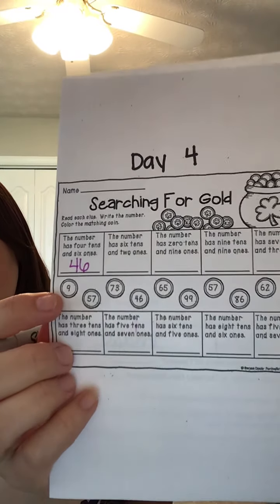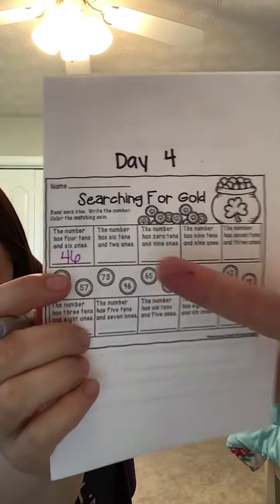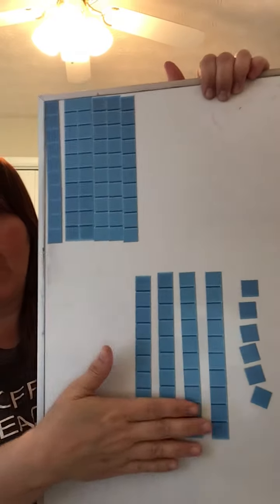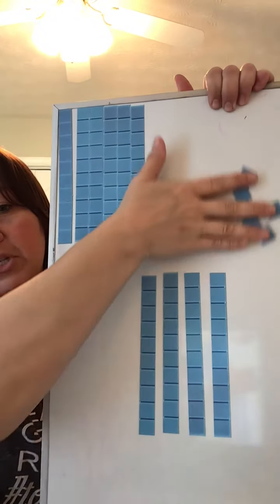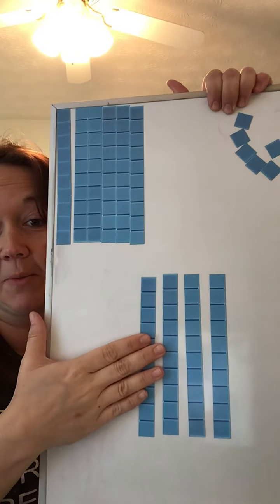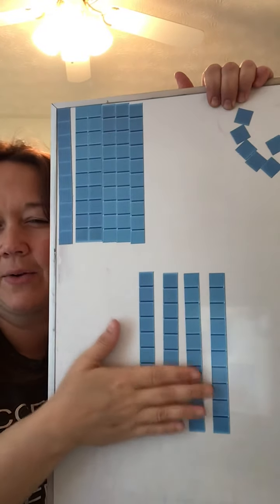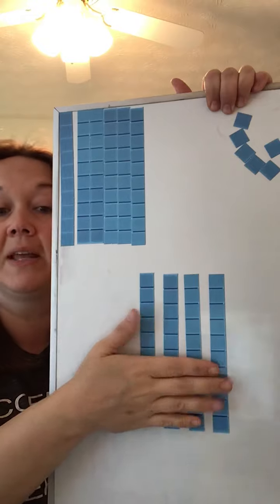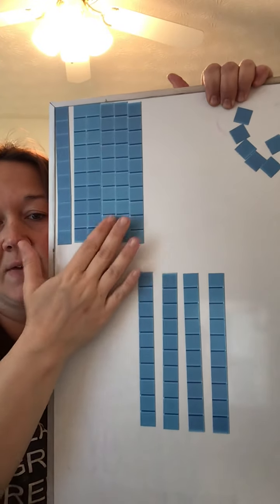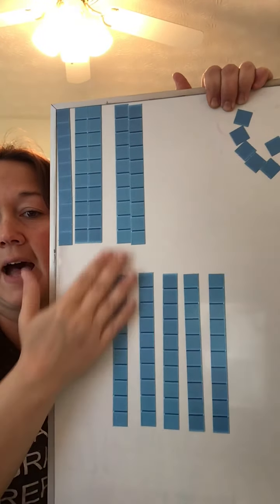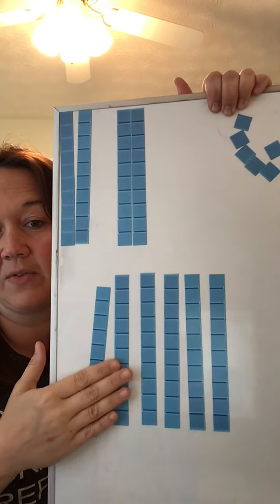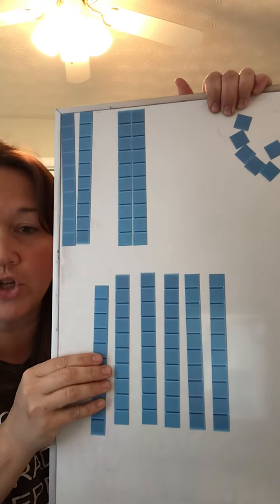Okay, now let's look at the second one. The number has 6 tens and 2 ones. Okay, so if we have 6 tens, let's go back to our board. We already had 4 here. I'm going to push these up. We've already got 4 here, but on this number it has 6. So I don't need to slide all these back up. I'm going to leave these here and just add 2 more. So I've got 4, 5, and 6. So that gives us 6, and it has 2 ones.